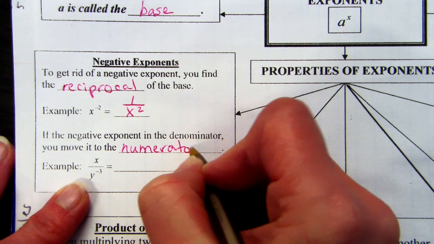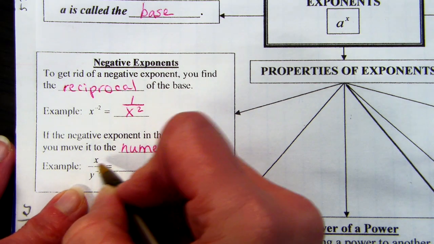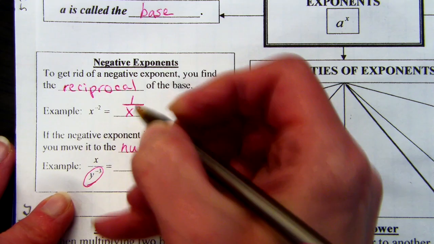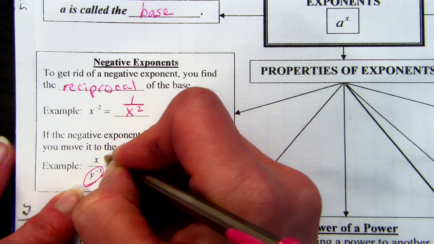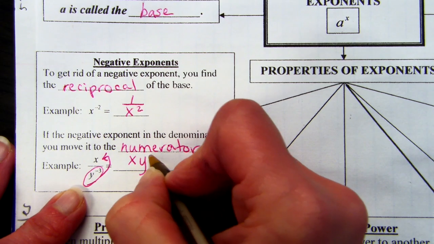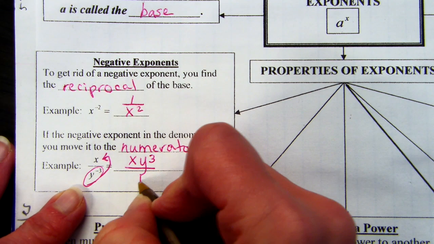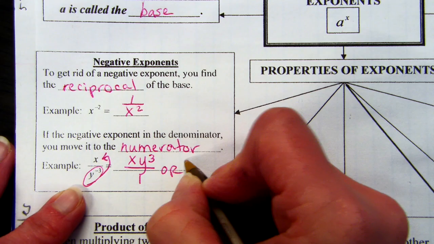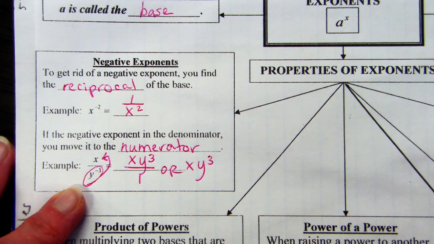So all these fraction terms. If I have x over y to the negative third, that flips to the top. And then I have x, y to the positive third over 1, or just x, y to the third.